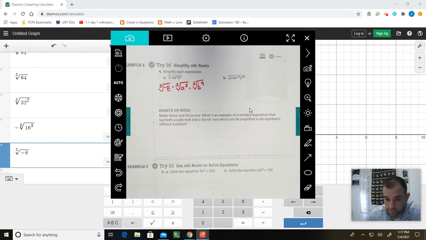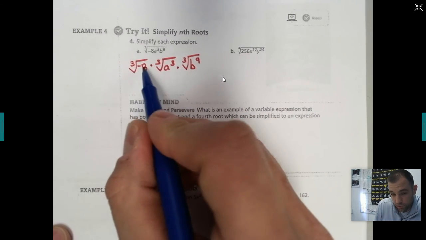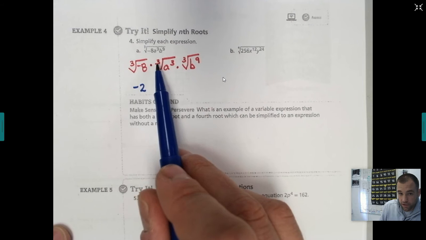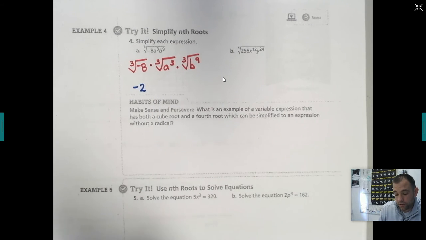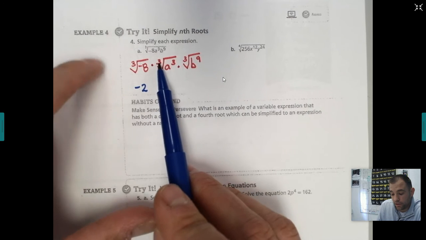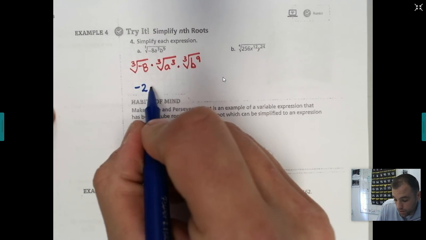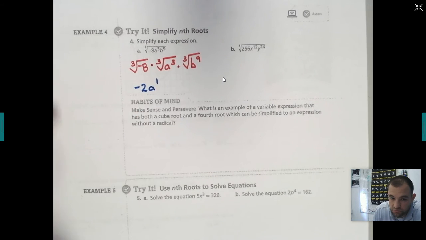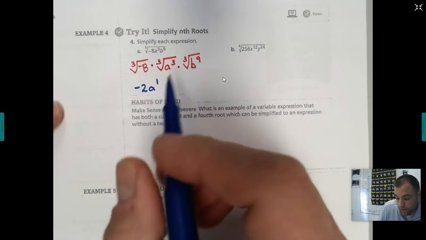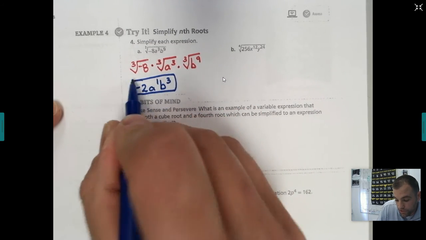So I now know that this first term, first problem is going to be negative 2. Now this is a little bit different because now I have variables. All we want to do is divide the number in front and the number inside. So 3 divided by 3 is just 1, a to the 1st. Don't even have to write the 1 if you don't want. 9 divided by 3 is 3, so b to the 3rd power, and we are finished.